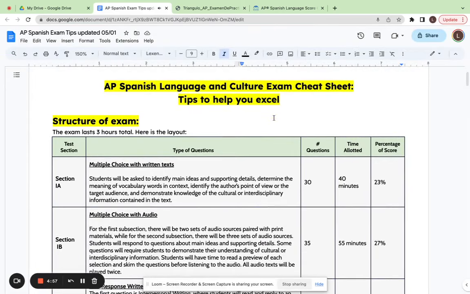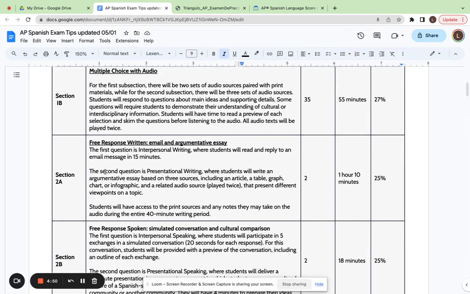Hello, let's talk about some tips and tricks to excel on the AP Spanish Language and Culture exam. And today we are going to focus on section 2A, which is the free response written section, which includes the email and argumentative essay. And today we'll focus on the email.